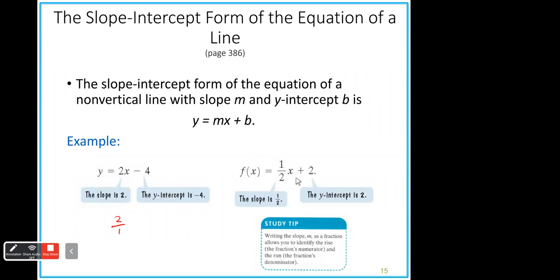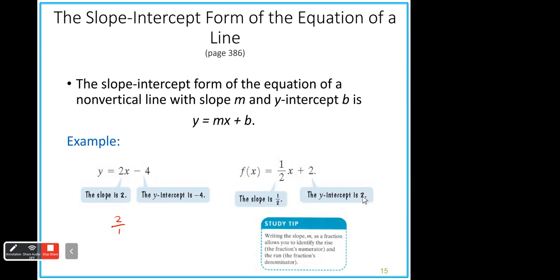For this one, the slope is half, 1/2. So remember, the top number is the rise, the bottom number is the run. So you're going to rise 1 and move across 2. It's still positive. It doesn't say negative. So it's going to rise, and the line is going to pass through 2 on the y-axis.